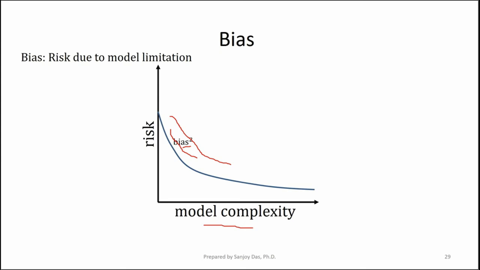So as the model complexity increases, you see that this risk, now called bias squared, actually, square of the bias, this bias goes down. The model bias is the risk due to an inherent limitation in the model. So this bias steadily goes down as the model complexity increases, because the model becomes more and more flexible. It becomes less and less restricted.